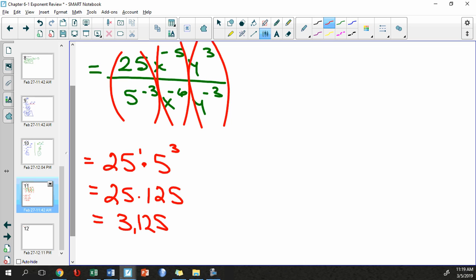Okay, now let's go ahead and do the x's. When you're doing the x's, how are my x's attached? By division, so I'm going to subtract my exponents. So this is going to be negative 5 minus negative 6. What's a double negative create? So this is actually plus 6, right? So what is negative 5 plus 6? So this is going to be x to the first. Yes? Now go to the next one.